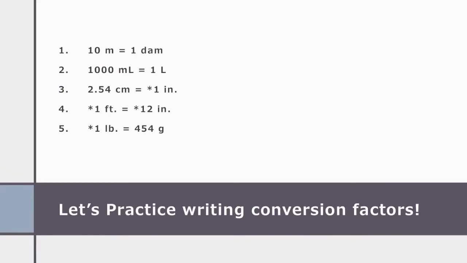All right, so I want you to go ahead and pause the video and write both conversion factors that can be written for all of these equivalent statements.